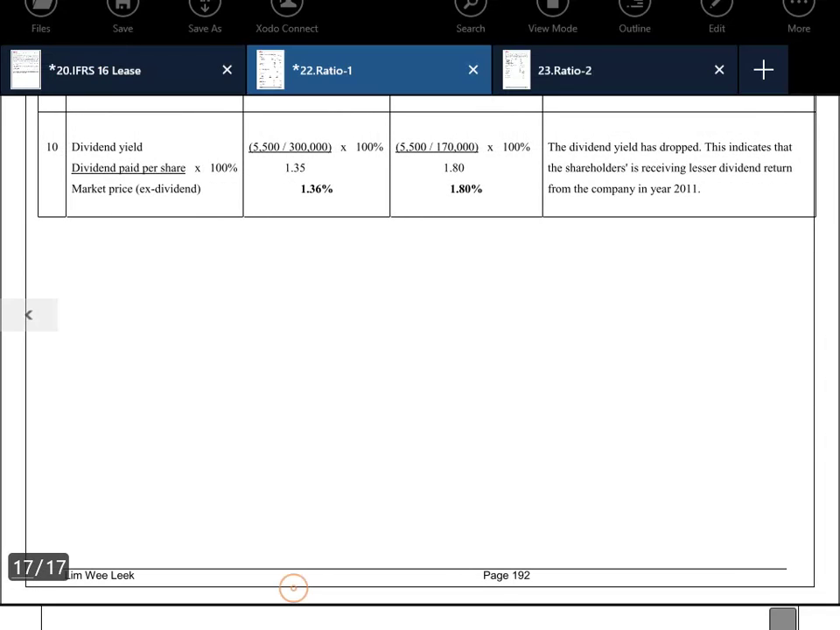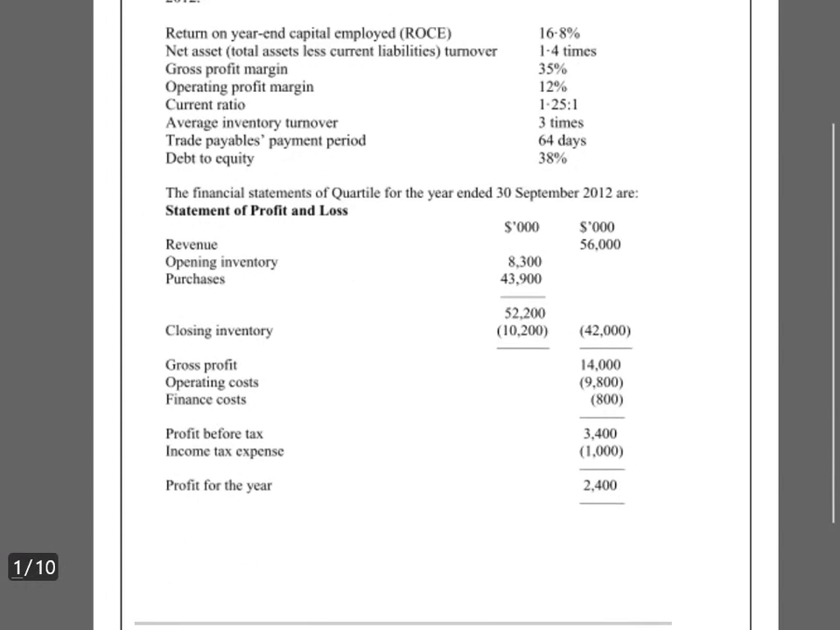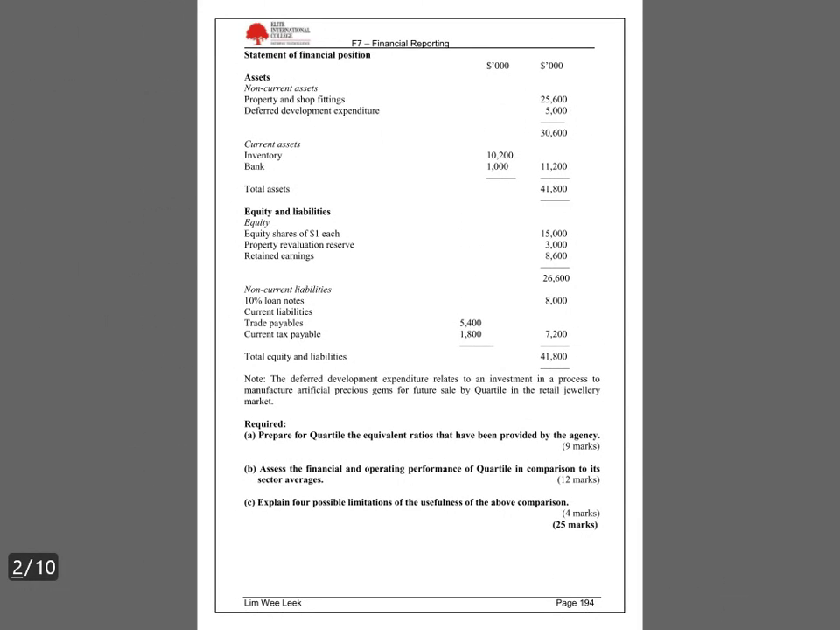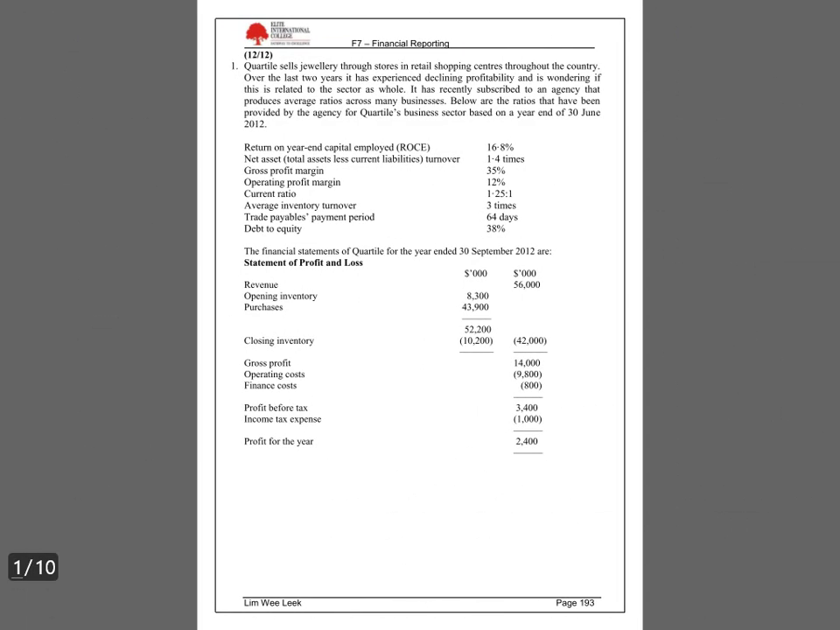So the exam question will be this one. Tell me which page, wait, 18. Page 18.